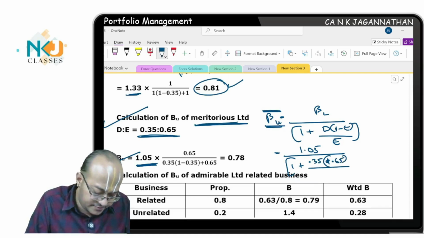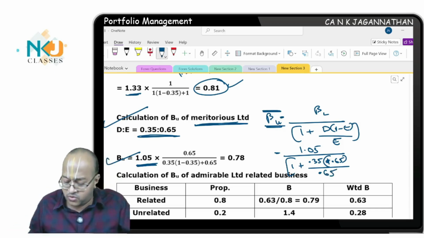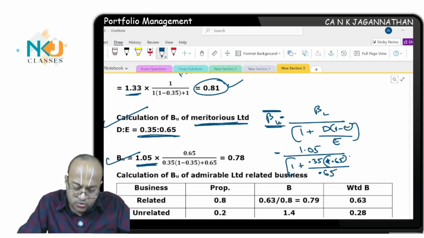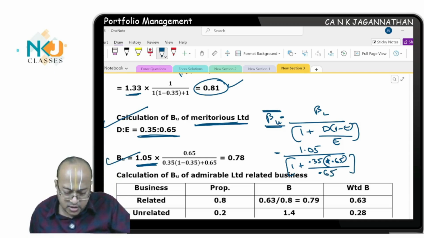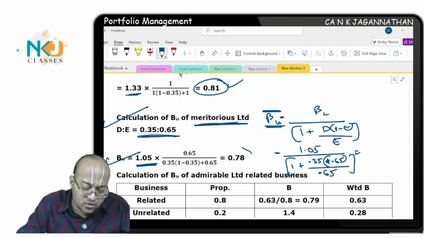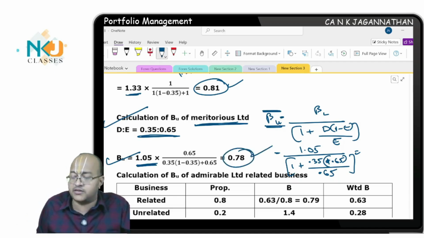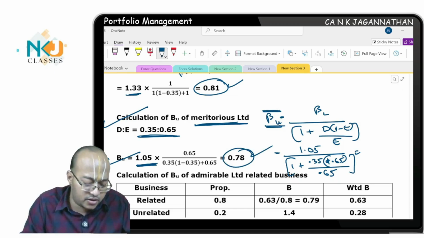Are you understanding? By equity. What is equity here? It is 0.65, right? So total it: first you do the division, 0.35 into 0.65 divided by 0.65, gives 0.35, plus 1 is 1.35. Then 1.05 divided by 1.35 is 0.77, rounded off to 0.78. Are you all understanding? Getting the number? Okay, see, this is rounding off, no issue.